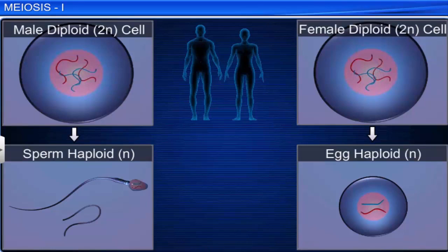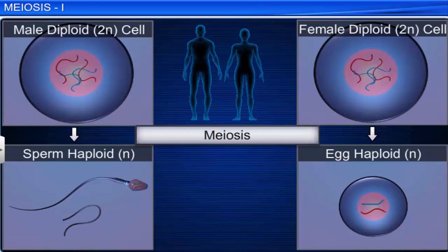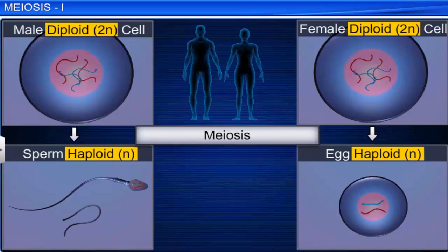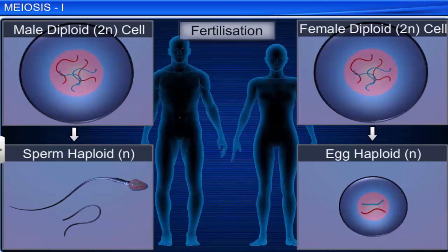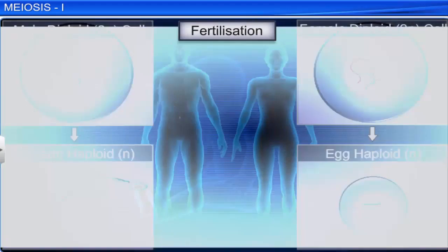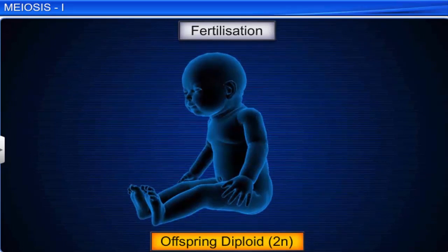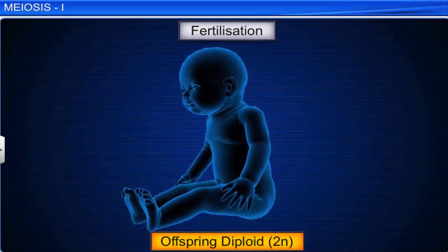In sexually reproducing organisms, meiosis results in the formation of sperm cells and egg cells. Cells that undergo meiosis are diploid with 2 sets of chromosomes. However, these diploid cells, after meiosis, produce haploid cells with 1 set of chromosomes. Later, during the process of fertilization, these haploid cells fuse to form a diploid offspring. Thus, meiosis helps maintain the chromosome number in a species.